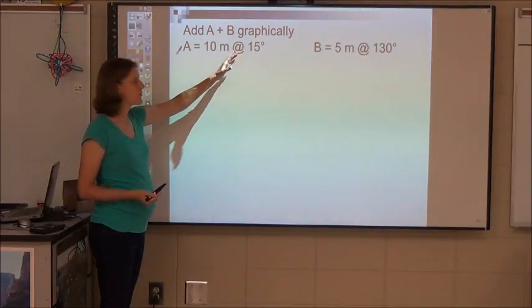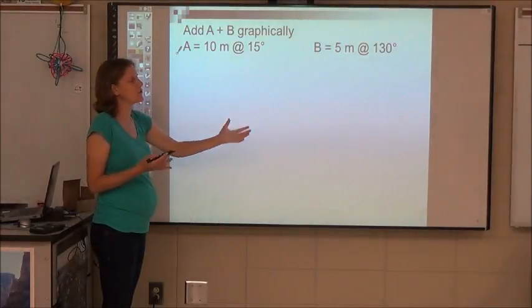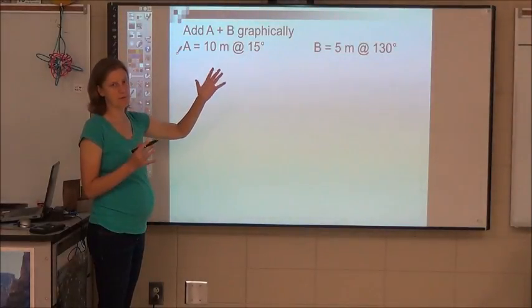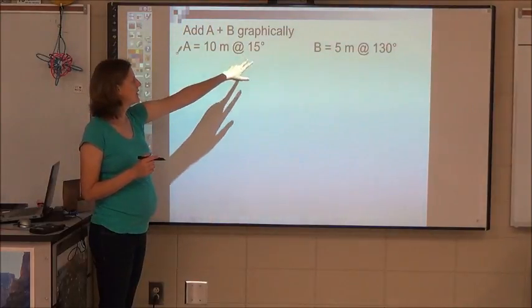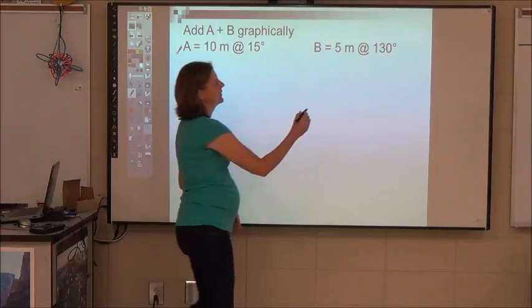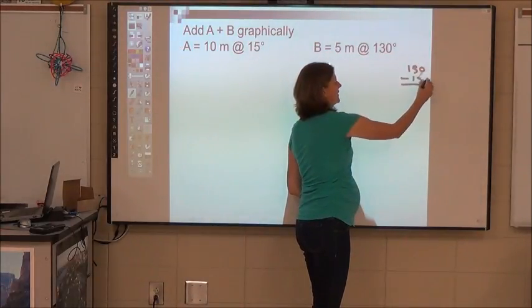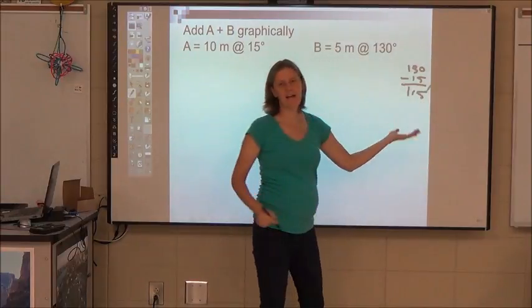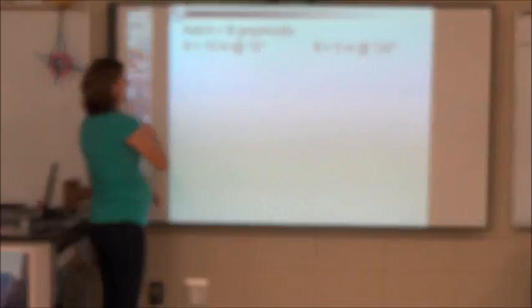So if I want to add these graphically, like I said, first check, just make sure these angles aren't 90 degrees apart and we don't have a right triangle situation. So you got 130 and 15 degrees. Okay, that's definitely not 90 degrees or 270, so sadly I'm not going to have a right triangle situation.